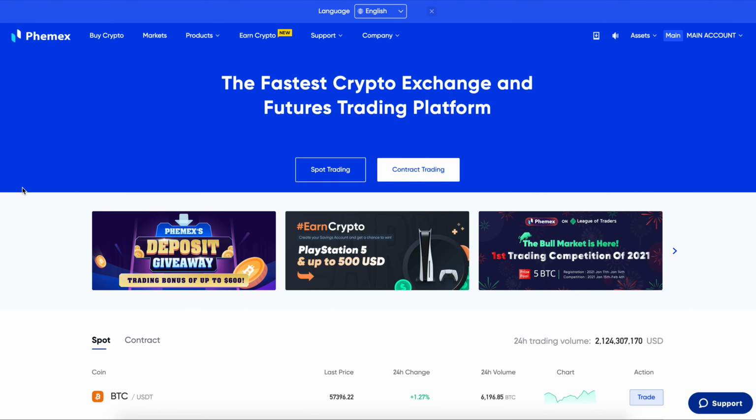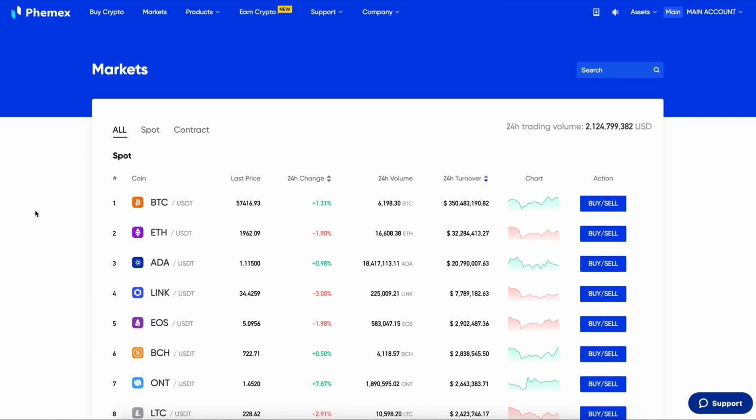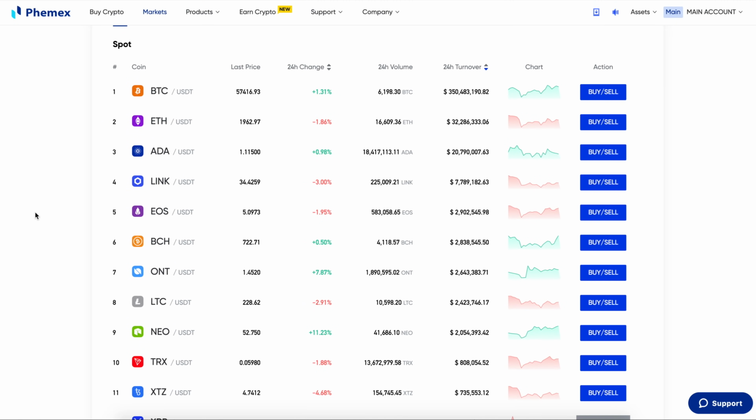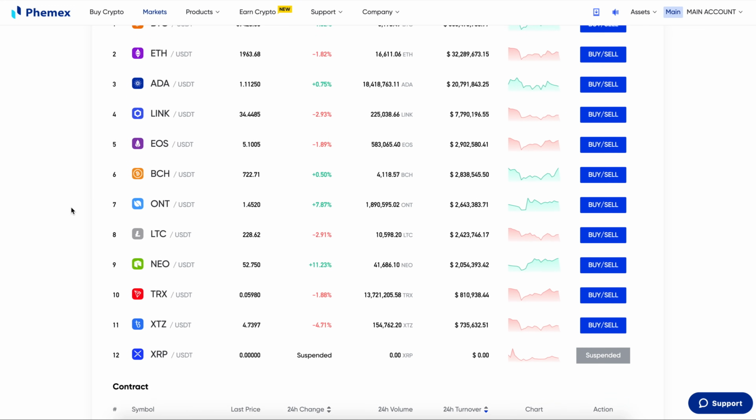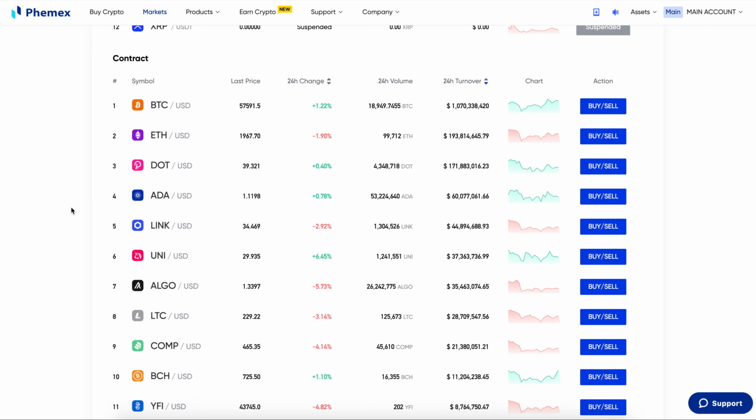So something that makes Phemex unique is that they actually offer two different types of trading. If we come up here and click on markets, you'll notice that we have spot market trading, right? And you can see we have Bitcoin, Ethereum, Cardano, Chainlink, EOS, etc. But if we scroll down here, we also have contract trading where we can trade things like Polkadot and Uniswap. So what makes the difference between spot and contract?